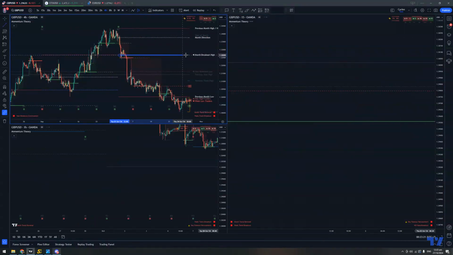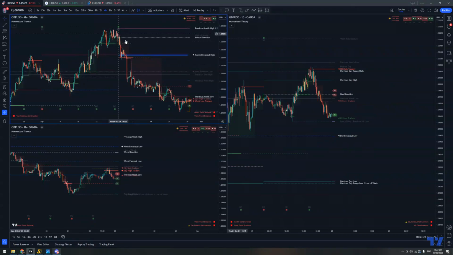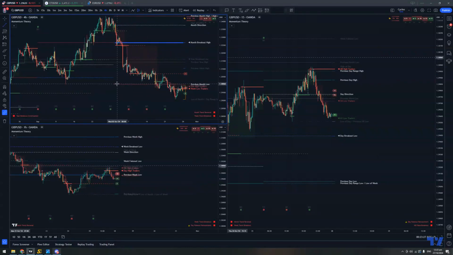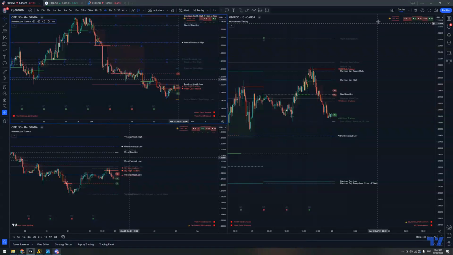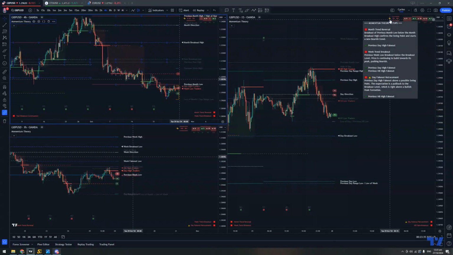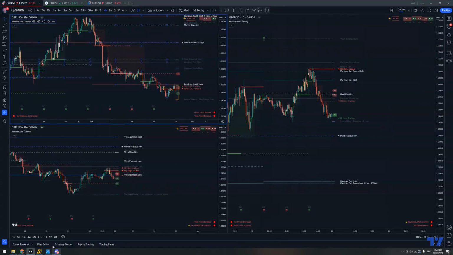We have the monthly breakout level here. We broke out, got below that breakout level. That's a false breakout. And then breaking out of the previous month low is a trend reversal. So what that setup is telling me right here is that the monthly is in a trend reversal, and it's now primed for me to take a move because the previous day highs got faked out.